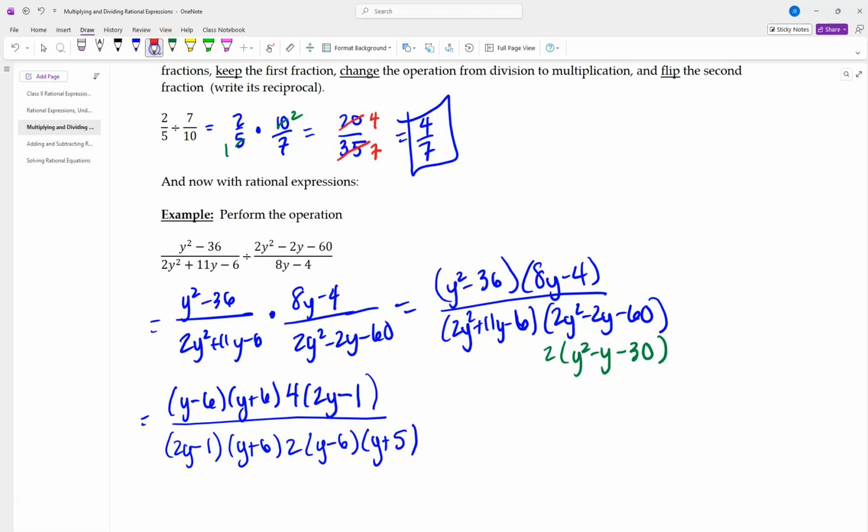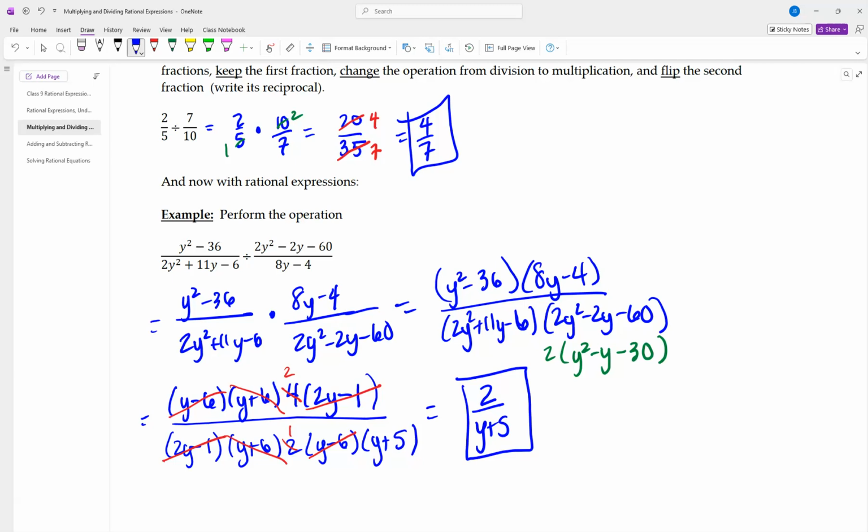Now I can cancel common factors. There's a y minus 6, I can see that one. 2y minus 1 pops out. Oh my gosh, we have so much canceling. y plus 6 cancels. What is left? The 4s and the 2s, those cancel too, so I get a 2 there and a 1 there. I did all that work and it just simplifies to 2 over y plus 5. Isn't that much easier to write? That's the final answer for this one. Again, you're welcome to do this factoring. Oh, and I skipped a step. I've got to go back and undo that skipped step.